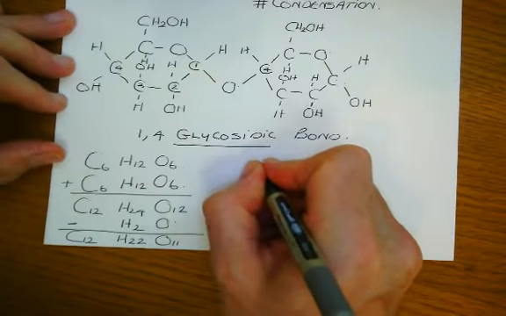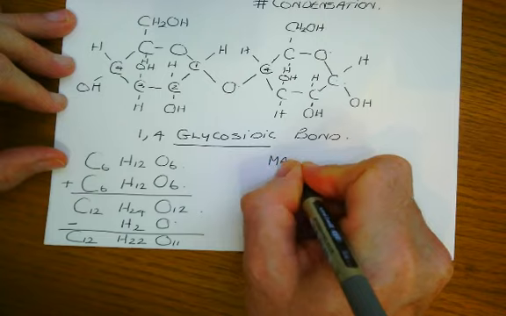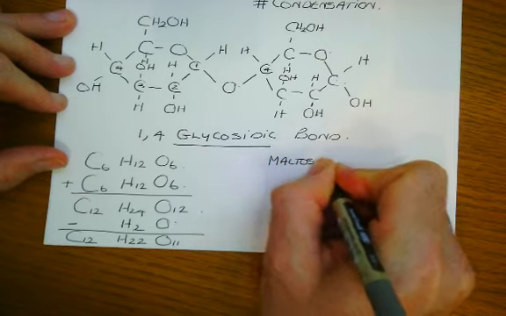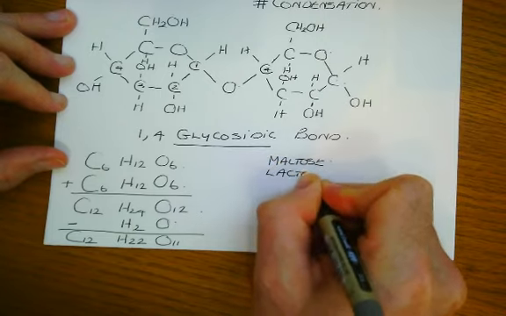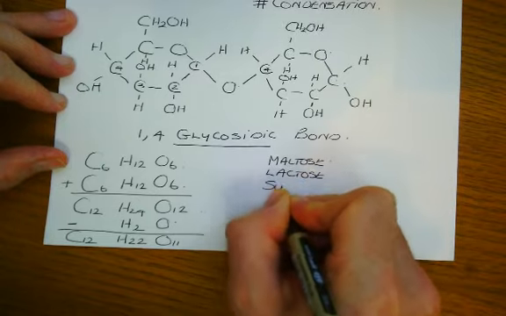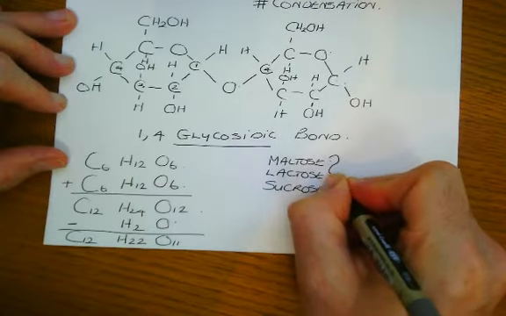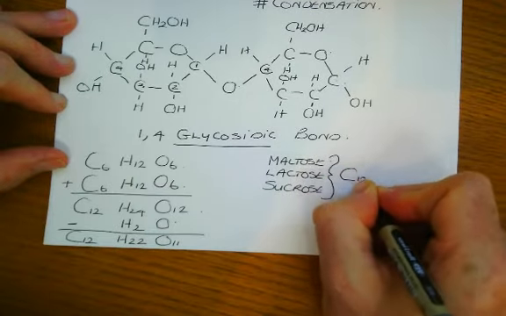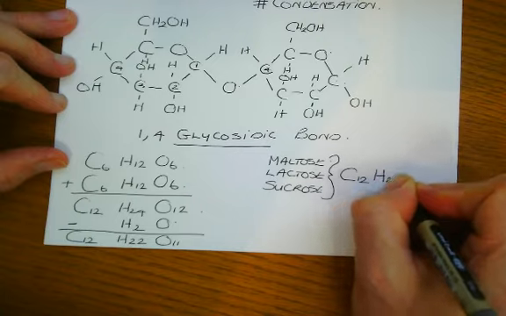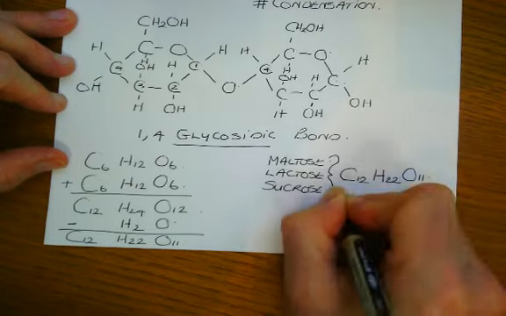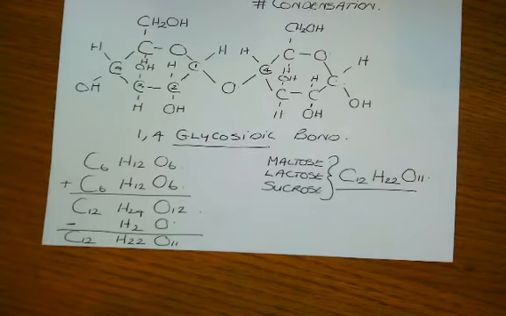So this is important for when we think about the molecular formula for maltose, lactose, and sucrose. The formula, just write them down: maltose, lactose, and sucrose. We have C12H22O11.